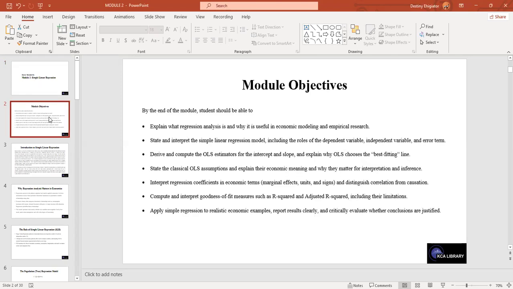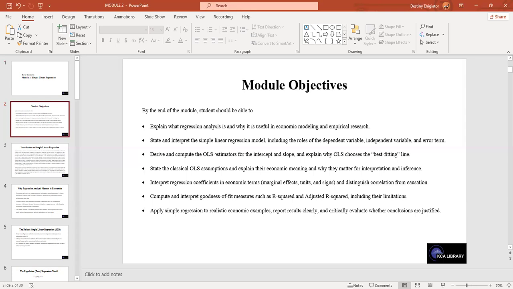Today, we'll be looking at Module 2, Simple Linear Regression, looking in depth into this. By way of module objectives, by the end of this module, we'll explain what regression analysis is and why it's useful. We'll state and interpret the simple linear regression model, including the roles of dependent variable, independent variable, and error term. We'll derive and compute the OLS estimator for intercept and slope, and explain why OLS chooses the best fitting line.